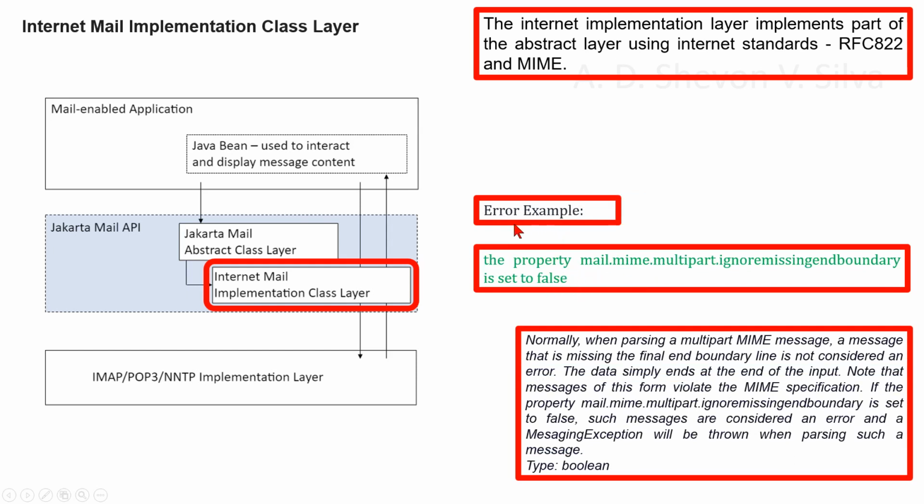As an error example, we can consider this one, the property mail.mime.multipart.ignoremissingendboundary is set to false.